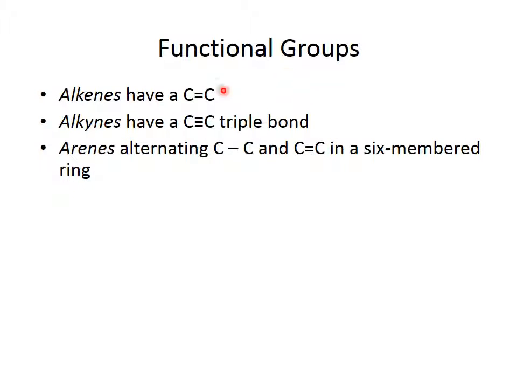The functional groups that you're going to need to know for the first exam are going to be very limited. Alkenes will be one functional group that you need to know, and they are those compounds that have a carbon-carbon double bond. Alkynes are those that have a carbon-carbon triple bond. Arenes, they're really the aromatic compounds. They have alternating carbon single bonds with carbon double bonds and a 6-membered ring, but I'm not going to test you on that.